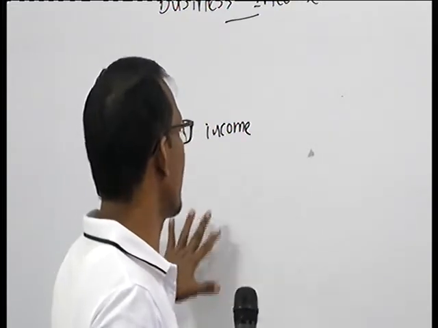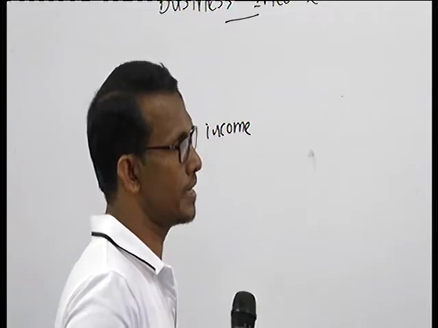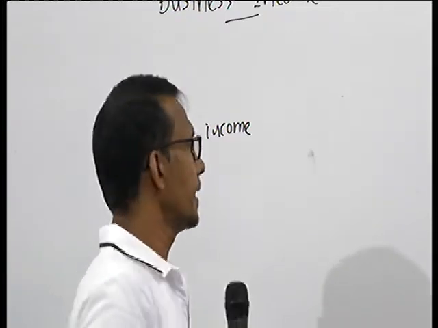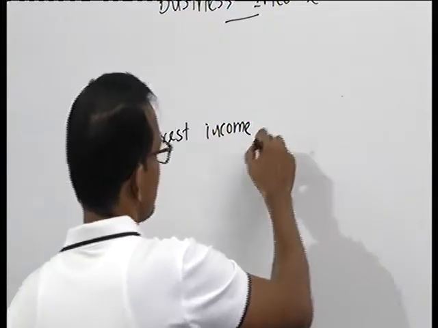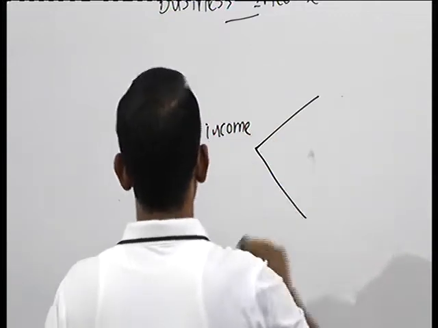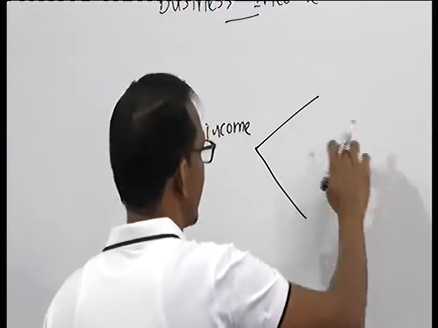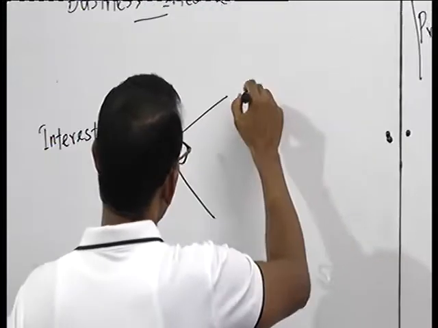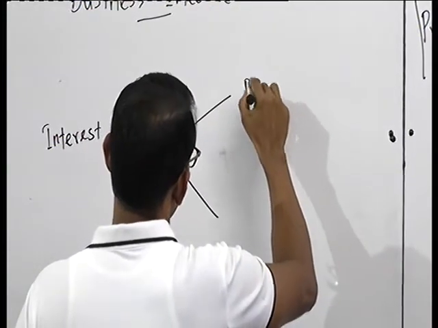Now, the interest income earned by a manufacturing organization may also be like this. A manufacturing organization can invest surplus money in fixed deposits.